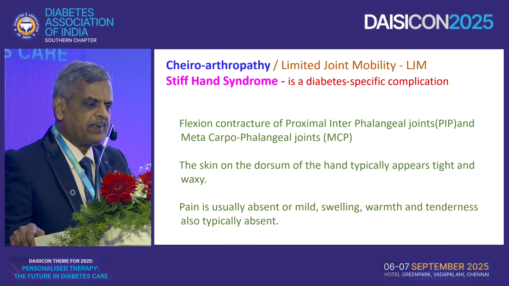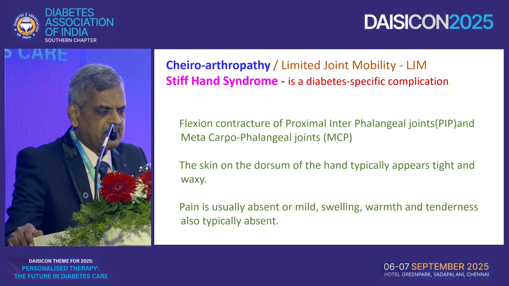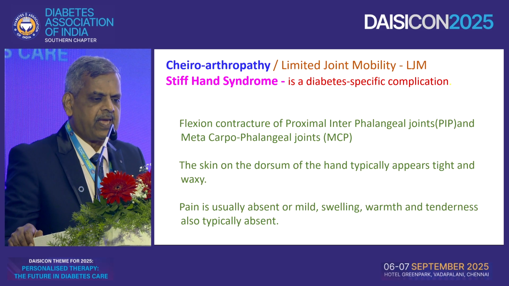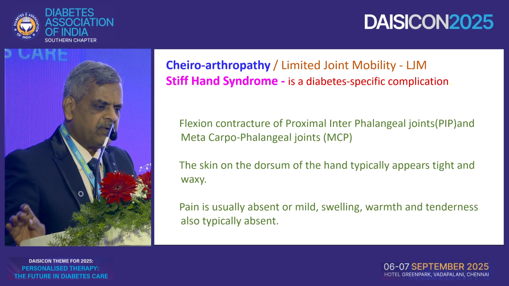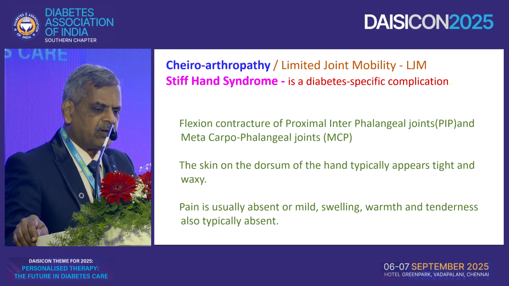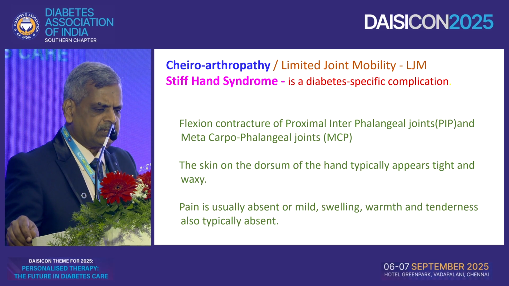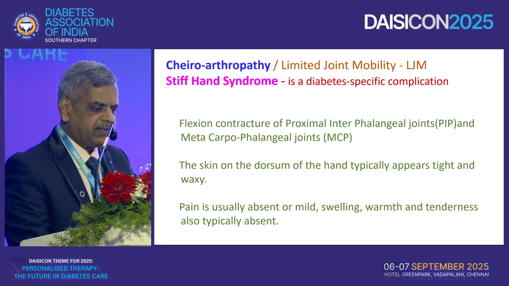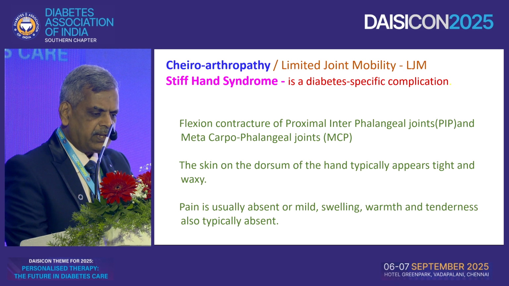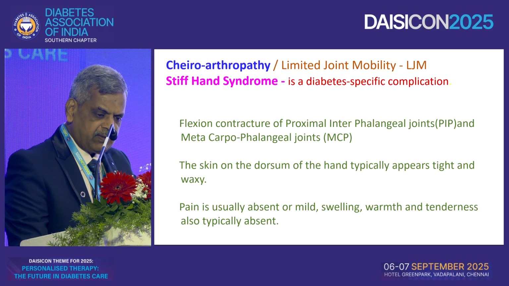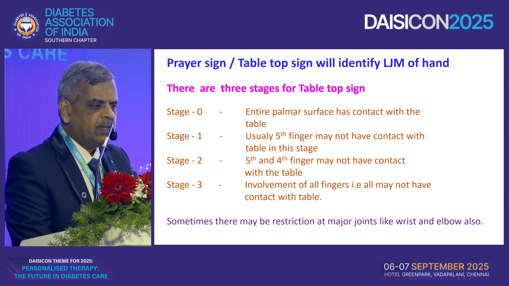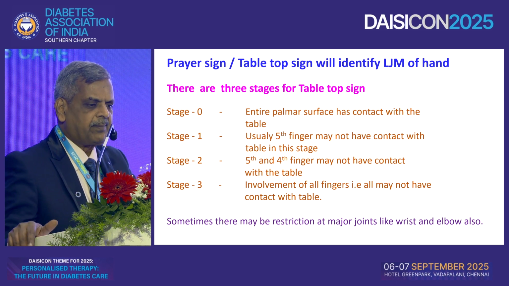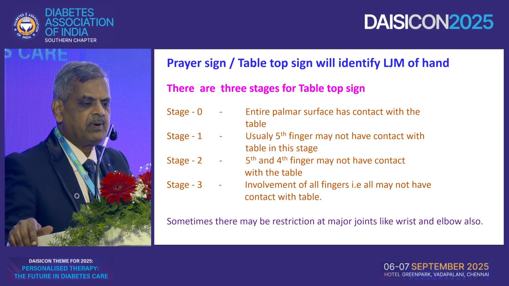Cheiroarthropathy or limited joint mobility, otherwise called stiff hand syndrome, is a diabetes-specific complication. Flexion contracture of the proximal and distal interphalangeal joints and metacarpophalangeal joints. The skin on the dorsum of the hand typically appears tight and waxy. Pain is usually absent or mild. Swelling, warmth, and tenderness are also typically absent. The prayer sign or tabletop sign will identify LJM of the hand.